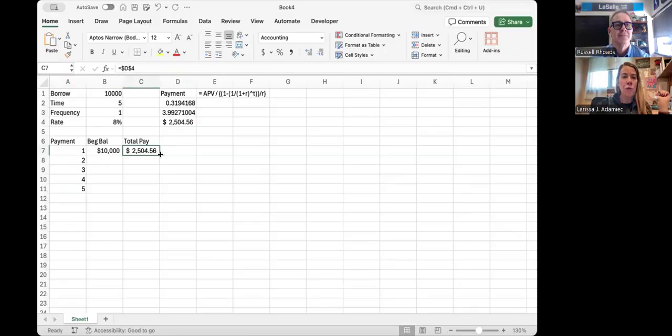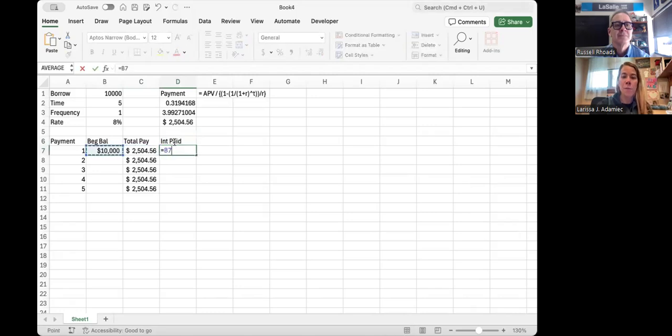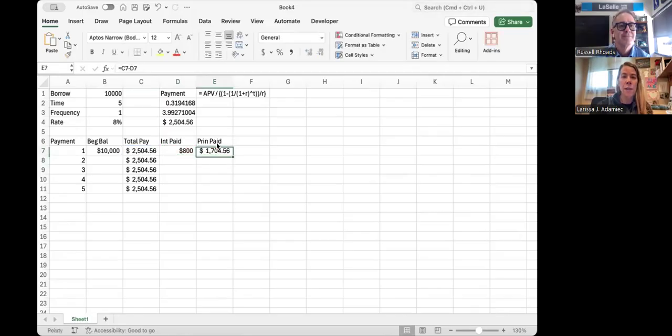So we can go ahead and drop this. Our interest paid is going to be our beginning balance times the rate that we're borrowing. Our principal paid will be our total payment minus our interest paid. And our ending balance then becomes our beginning balance minus the principal paid.